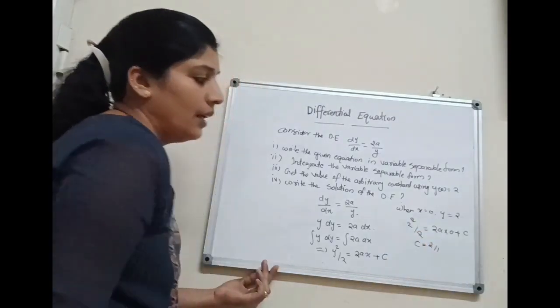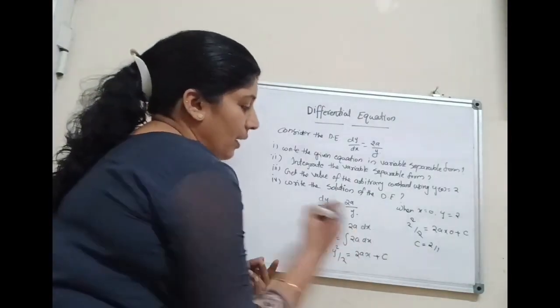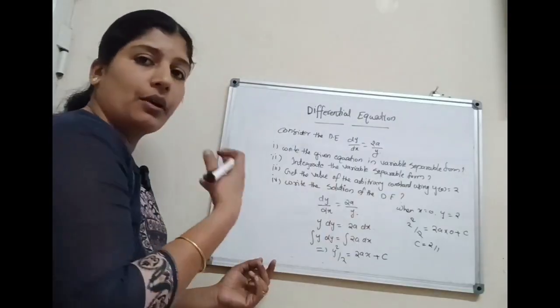Next, we have to substitute the value of c in the general solution. That is, write the solution of the differential equation. The fourth question is, write the solution of the differential equation. How can I find out the solution?